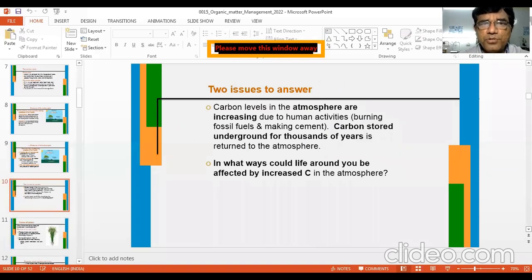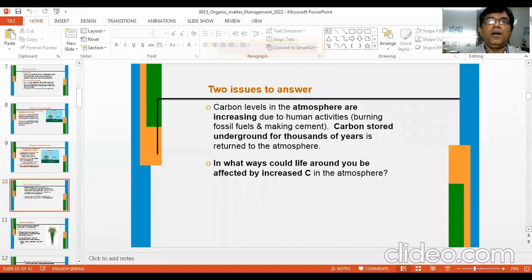So here we need to answer two questions. First is that carbon levels in the atmosphere are increasing due to human activities. You know about carbon dioxide levels, how far they are increasing every 10 years. And it is the result of human activities like burning fossil fuels, making cement, industries, burning coal and burning residues. So many reasons are there, deforestation. So carbon stored underground for thousands of years is returned to the atmosphere. So due to human activities or burning of fossil fuels, carbon which was stored for the long term is also coming into the carbon cycle in the atmosphere. So slowly our atmospheric carbon dioxide concentration is increasing and the long-term sequestered carbon is decreasing.